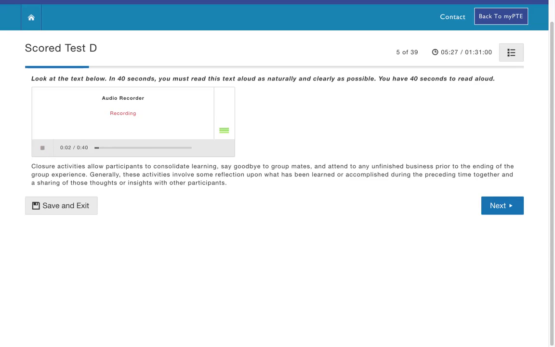Closure activities allow participants to consolidate learning, say goodbye to group mates, and attend to any unfinished business prior to the ending of the group experience. Generally, these activities involve reflection upon what has been learned or accomplished during the preceding time together and the sharing of those thoughts or insights with the other participants.